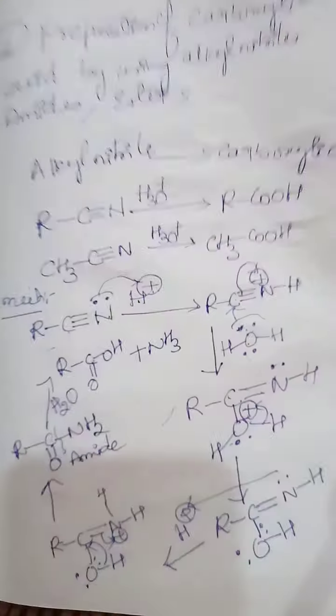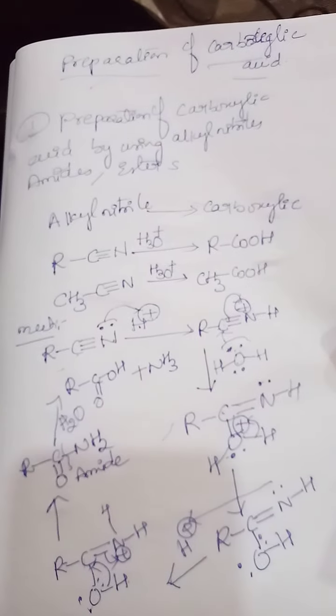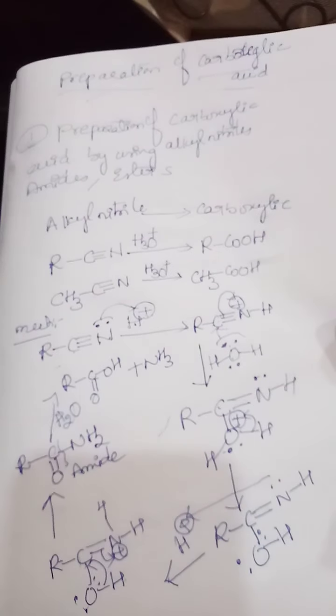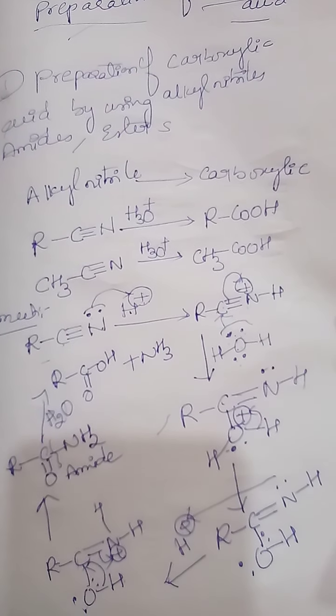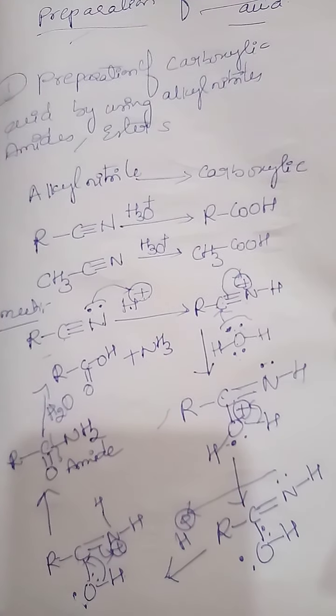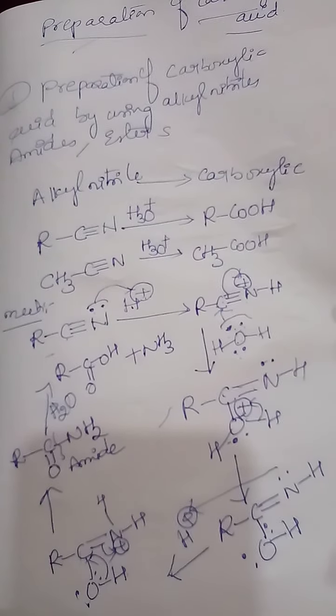So what have we learned in this topic today? How to prepare carboxylic acid by using alkyl nitriles. We are taking this alkyl nitrile. By using alkyl nitrile, we can convert it into carboxylic acid, either in acidic condition or in basic condition.